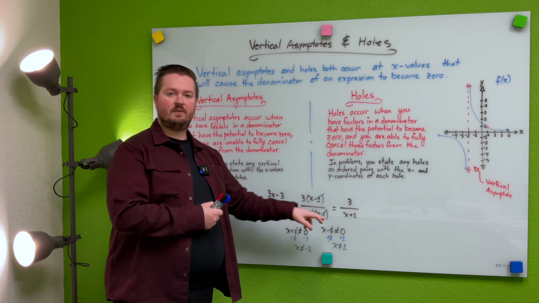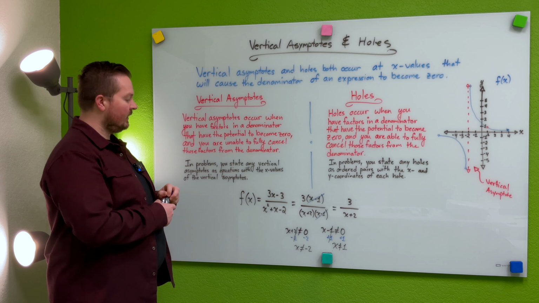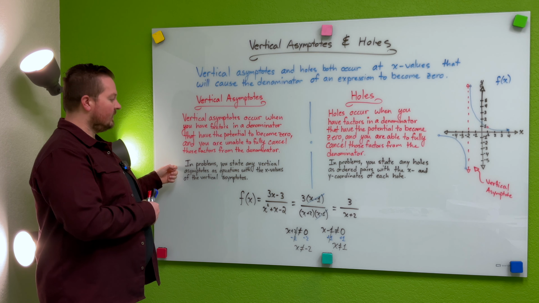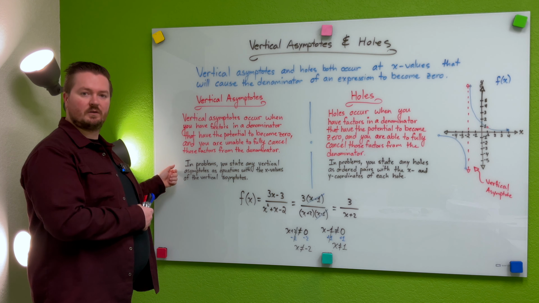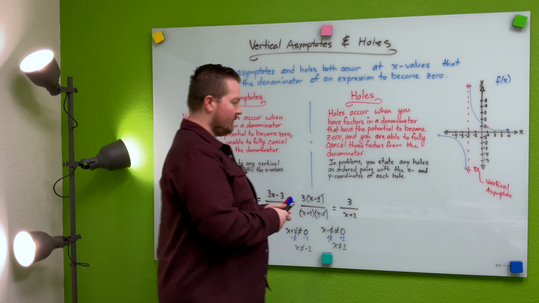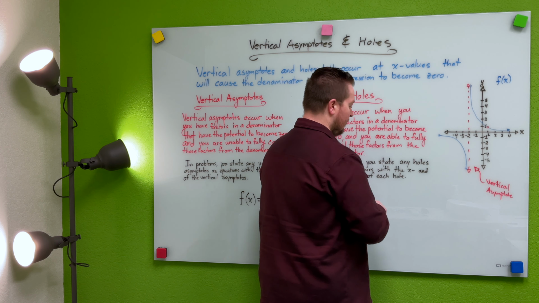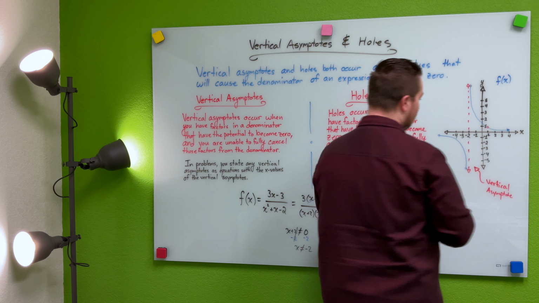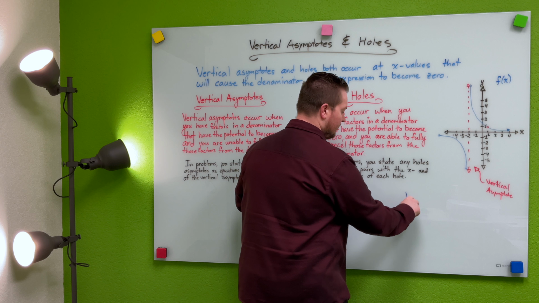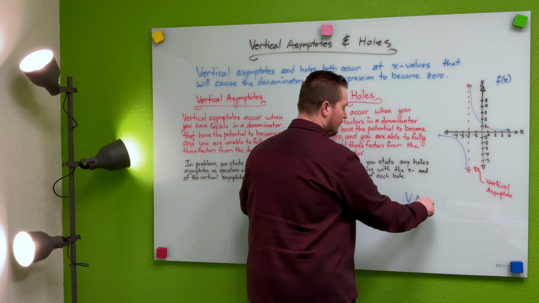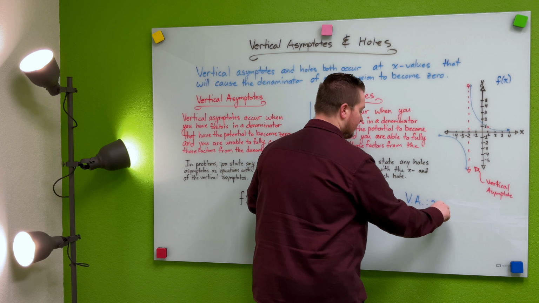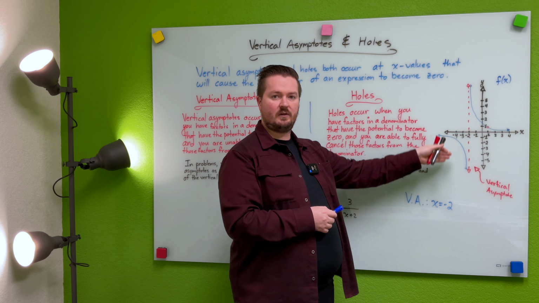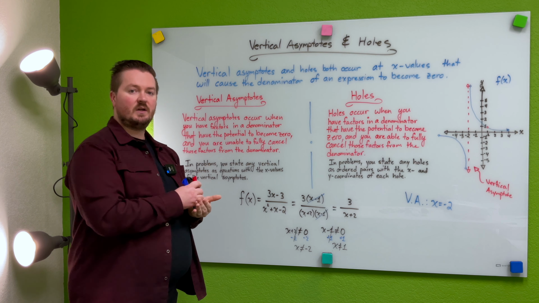These factors are the ones that give you vertical asymptotes. Now, in a problem, we would state a vertical asymptote by giving the x value where the vertical asymptote occurs. So over here, I'm going to state our answer. For this expression, for this graph, we can see the vertical asymptote occurs when x is equal to -2. That's the equation that describes the vertical asymptote. Okay. Now moving on to holes.